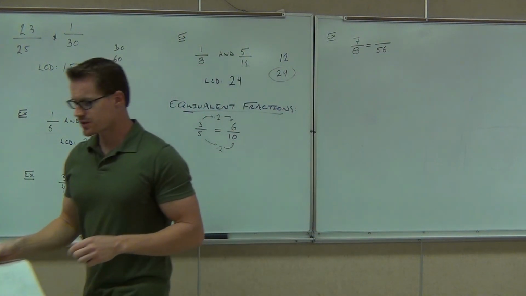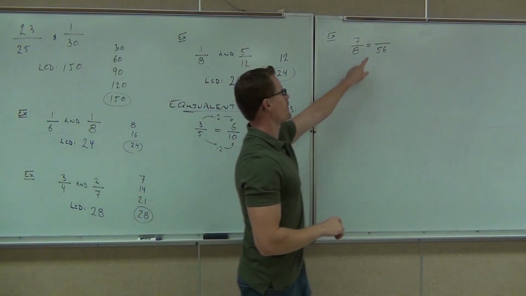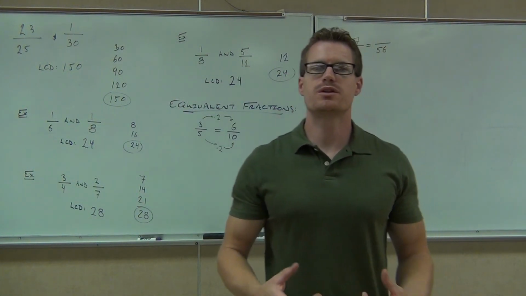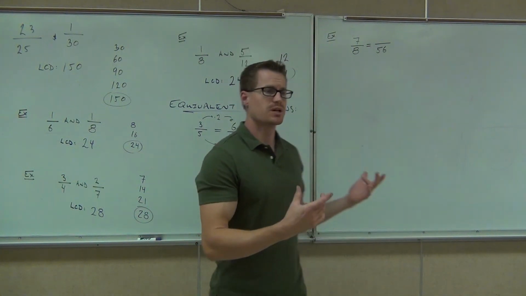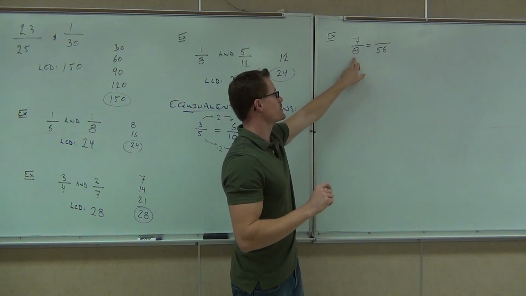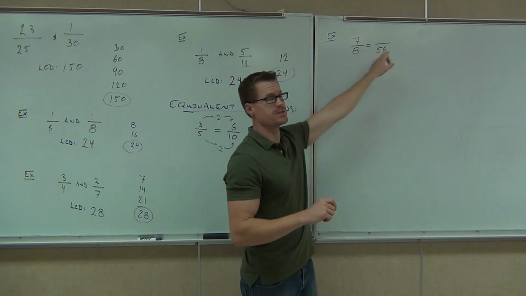We have 7/8 equals something over 56, and again, our job is going to be to try to find this number. Now, I'll walk you through it to show you how to think about this. You start with the numbers you're already given. In this case, we're given a pair of numbers right here. So you ask, how in the world do I get from 8 to 56 by multiplication? What do you need to multiply by to get from 8 to 56?